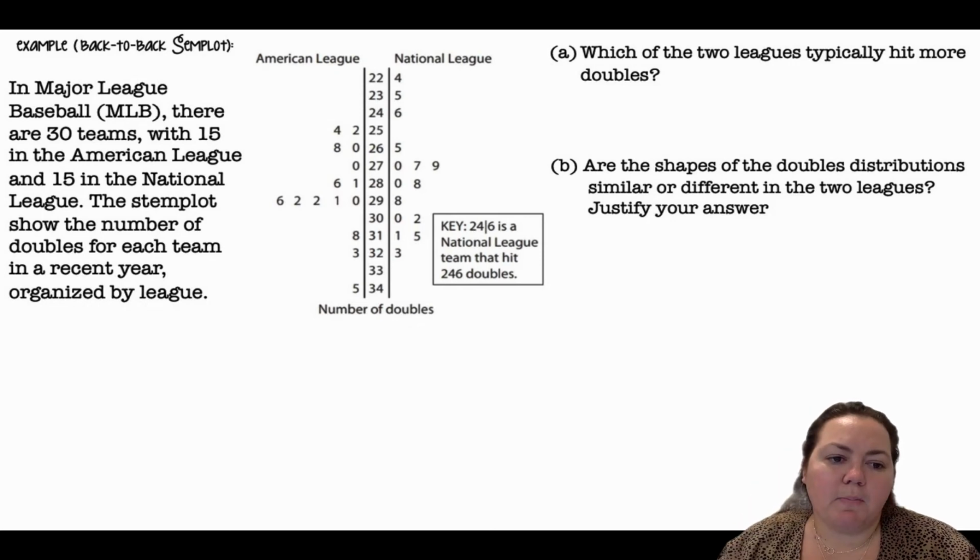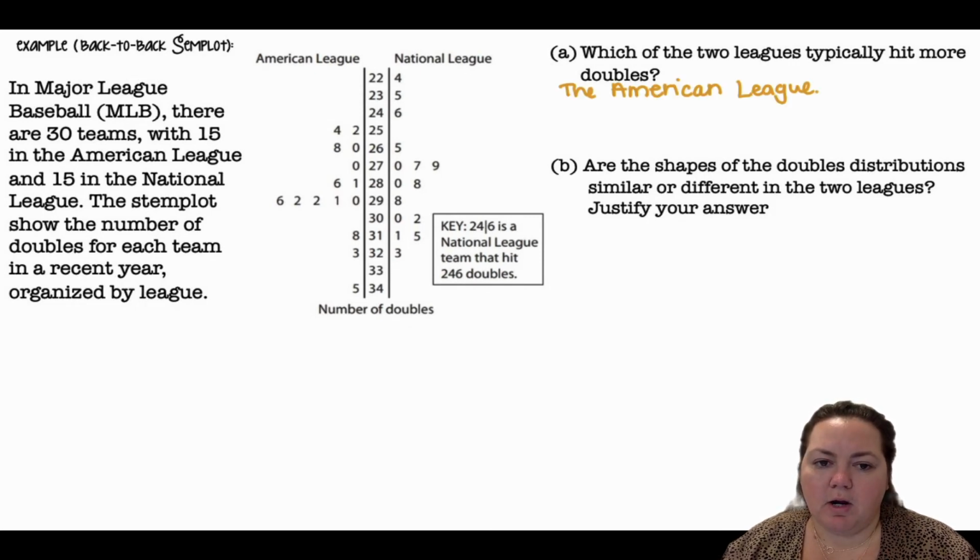So in Major League Baseball, there are 30 teams with 15 in the American League and 15 in the National League. The stem plot shows the number of doubles for each team in a recent year organized by league. So we have American League and National League, and this is the number of doubles that they had. So which of the two leagues typically hits more doubles?